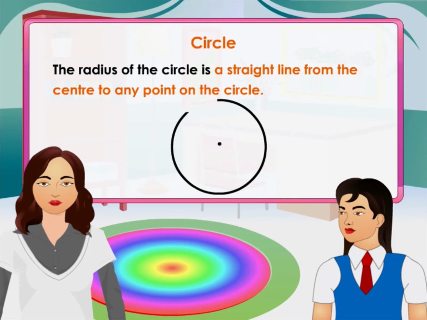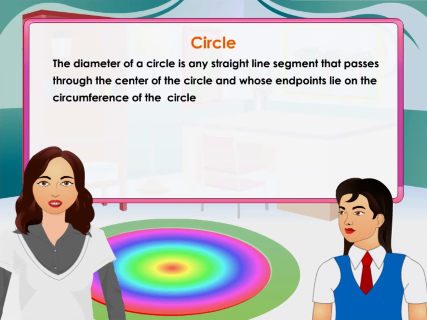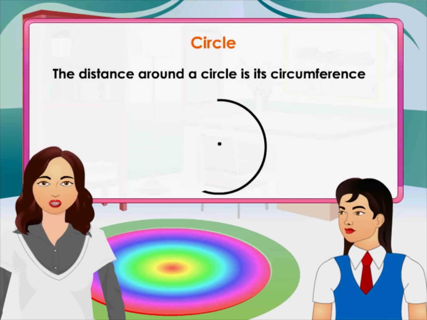The radius of the circle is a straight line from the center to any point on the circle. The diameter of a circle is any straight line segment that passes through the center of the circle and whose endpoints lie on the circumference of the circle. The distance around a circle is its circumference.